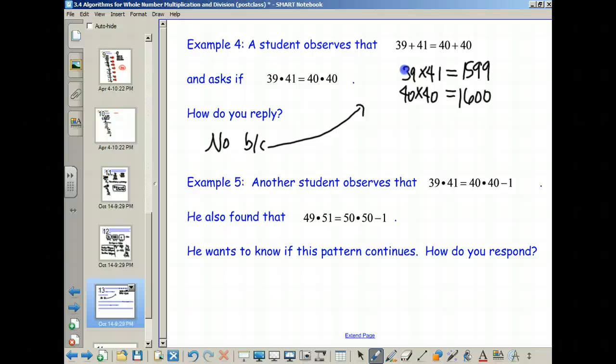So this other student observes that if you take 39 times 41, while it doesn't equal 40 times 40, it's exactly one less than 40 times 40, right? And you see that, right? Because I've got 1600 and I've got 1599. And he also finds that if you do 49 times 51, you can do the same thing. You get 50 times 50 minus 1, and it works. And so he wants to know if this pattern continues. When would it be true? How do you respond? So what kind of things do you do?